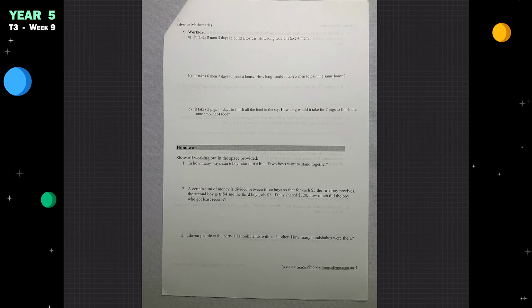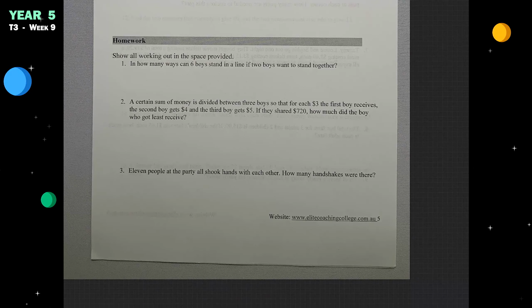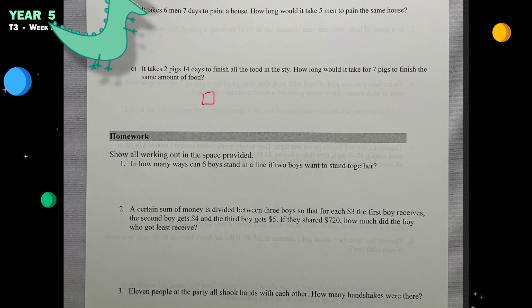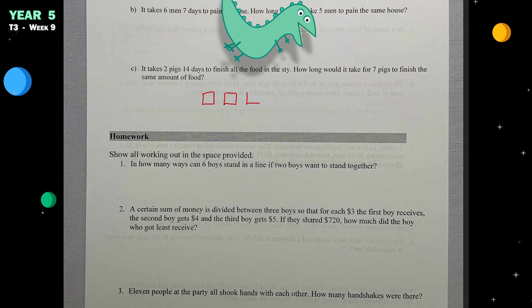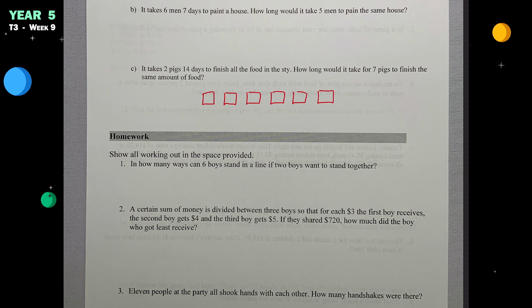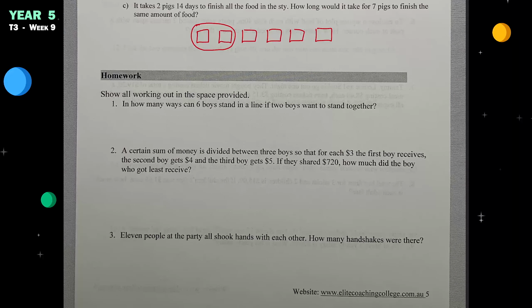On page 5, question 1 says, in how many ways can 6 boys stand in a line if 2 boys want to stand together? So imagine we have 6 boys here. And let's say these 2 want to stand together, so we lock them in. So now we treat them as one person, because they're just together, and so it's a lot easier to calculate the numbers if we just treat them as one person instead of 2 people.